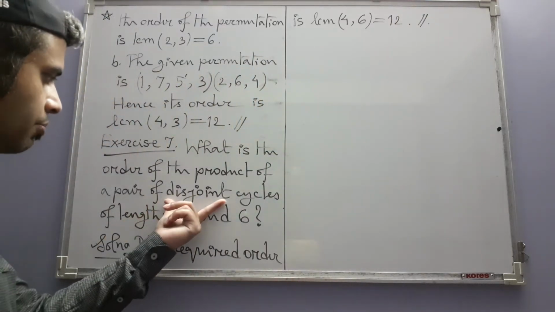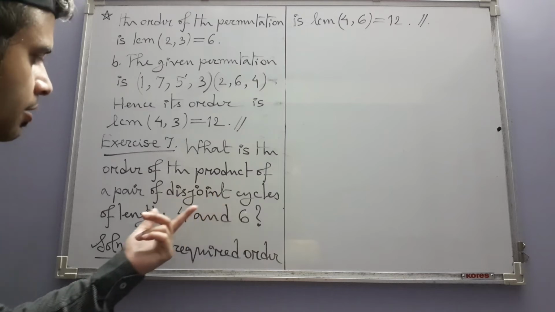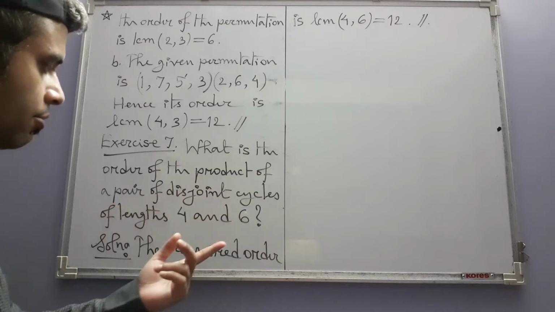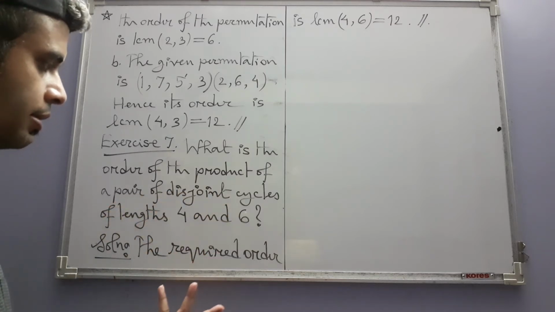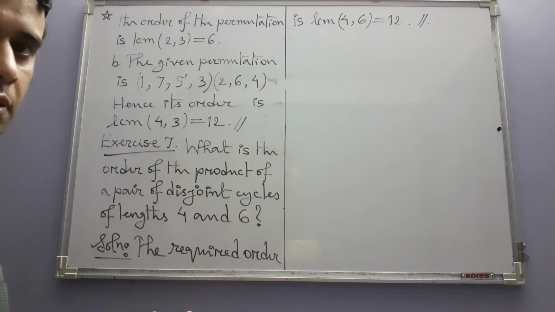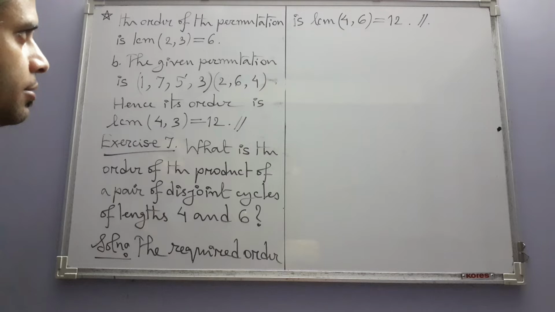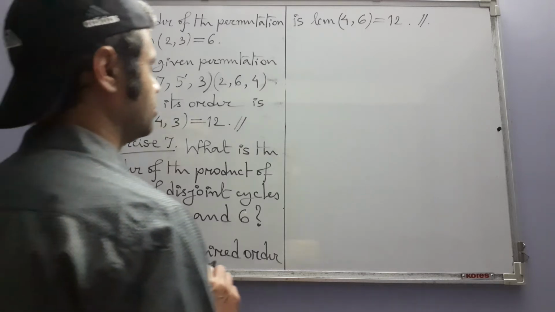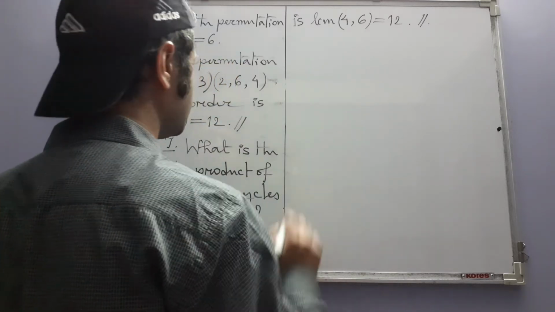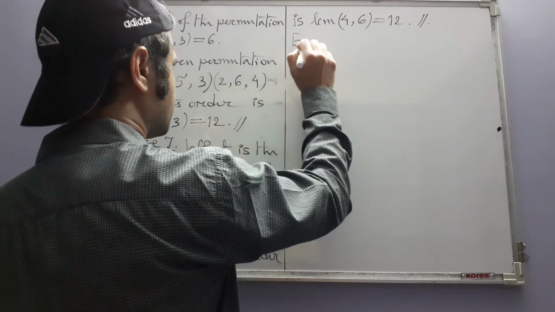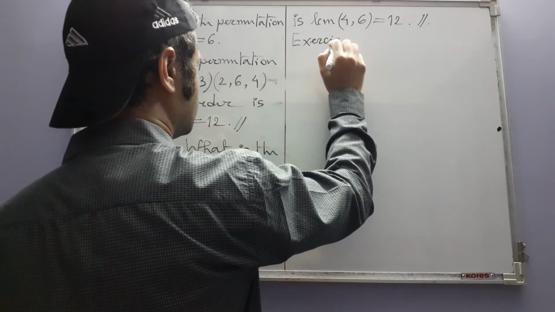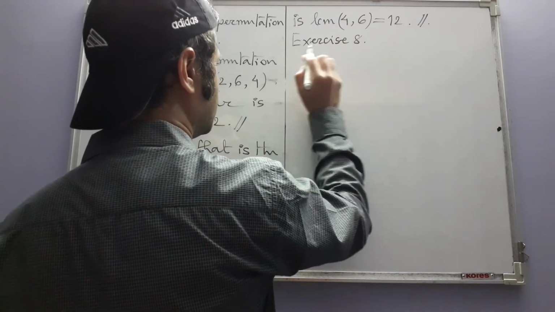This is important. Okay, disjoint. If we had only just 2 cycles, a 4 cycle and a 6 cycle, then their product does not necessarily have order 12. Disjointness is important. So that is just the solution to the 7th one. Then 8.